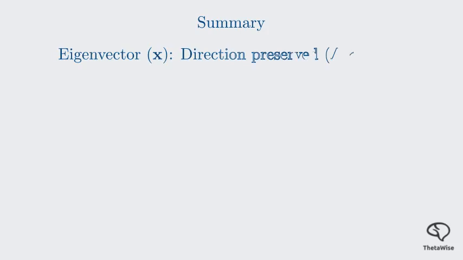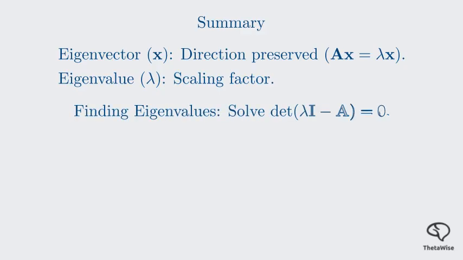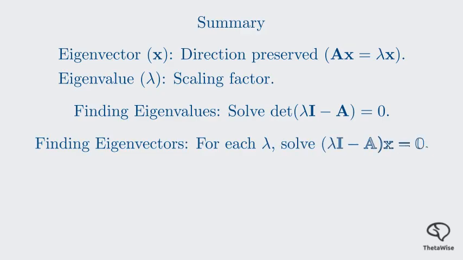Let's summarize what we have learned today. We started with the weather model to provide context for a Markov process, which we can solve using eigenvalues and eigenvectors. We defined an eigenvector x as a vector that is only scaled, not changed in direction, by a matrix A. The scaling factor is the eigenvalue lambda. To find the eigenvalues, we solve the characteristic equation. This is always the first step. For each eigenvalue, we substitute it back into the eigenvector equation to find the corresponding eigenvectors.